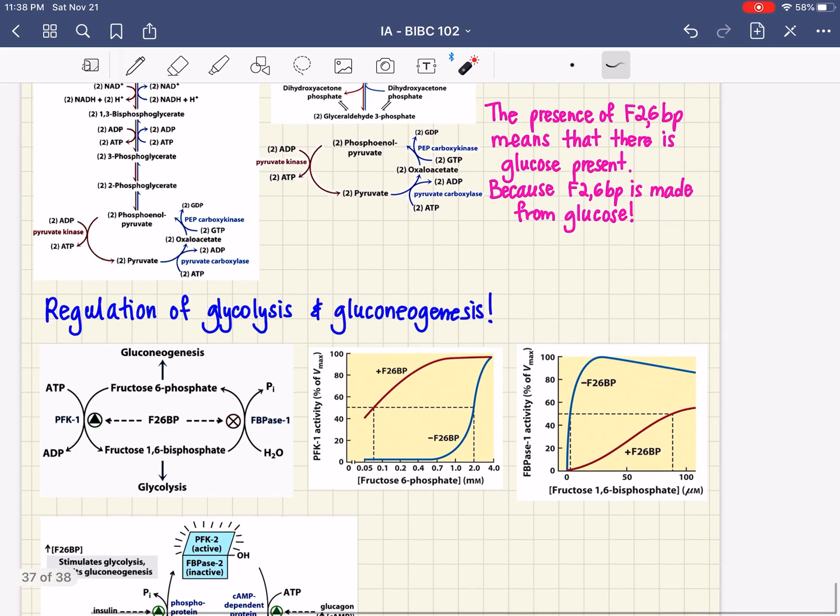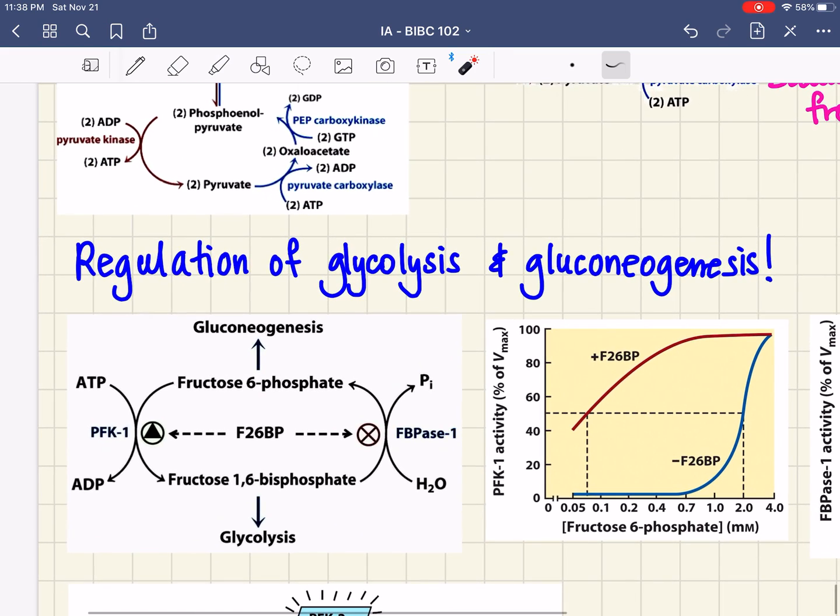So, let's talk more about how fructose 2,6-bisphosphate activates phosphofructokinase 1 and inhibits fructose bisphosphatase 1.